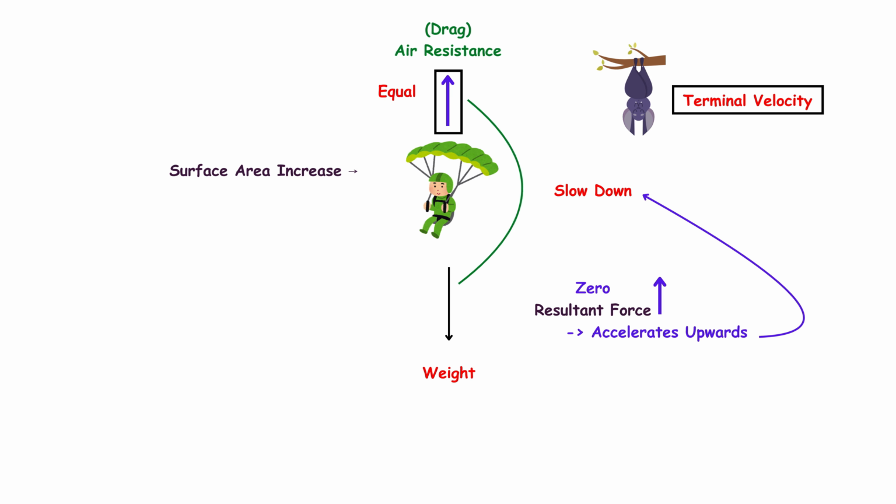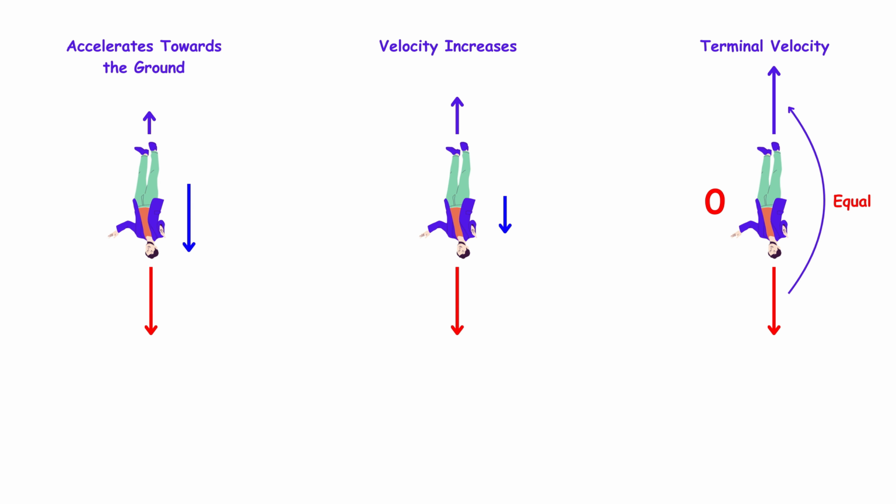To wrap it all up in a quick recap, when an object starts falling, it has a large downward weight and very little upward drag, so it accelerates downward. As it speeds up, drag increases until it balances with weight, resulting in no net force and a constant falling speed, terminal velocity. If something like a parachute opens, that balance is disturbed, drag increases, the object slows down, and eventually a new, lower terminal velocity is reached.